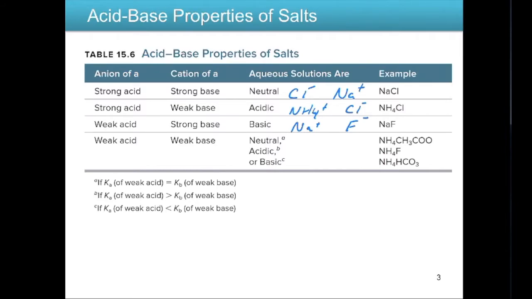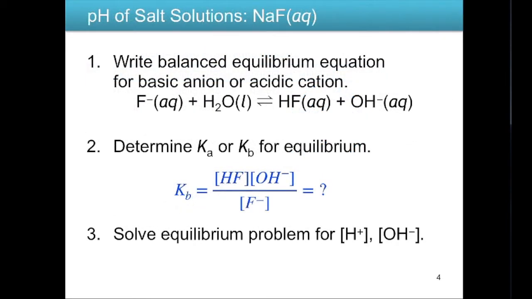And if we have a situation where the salt ionizes into both a weak acid and a weak base, such as NH4+ and F-, then we have to decide which of the NH4+ or F- is stronger. In this case, we would compare the Ka of NH4+ and the Kb of F-. Whichever one is larger would be the one that ionizes the most and would control the pH, making it either basic or acidic.